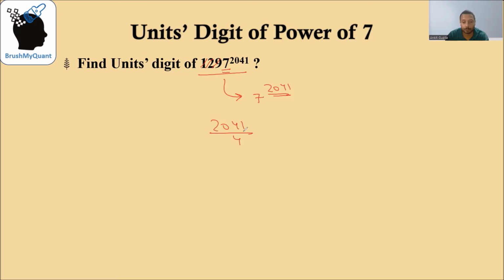Now we know the divisibility rule for 4, and that is you need to look at the last two digits and then find the remainder by 4. So if we find the remainder of 41 by 4, we will get the remainder as 1. So the units digit of 1297 raised to 2041 will be the same as the units digit of 7 raised to 1, and will be equal to 7 itself.